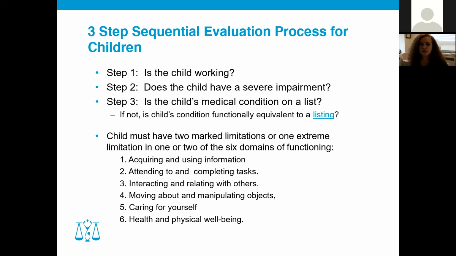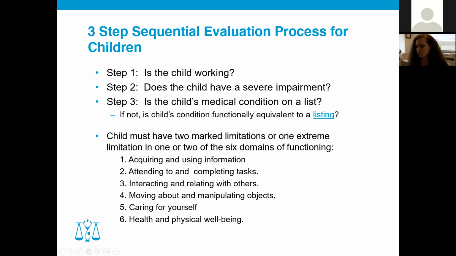And this is the 3-step sequential evaluation process for children. Is the child working? Because sometimes they could be, because they're considered children until they're 18, so they could be working. Does the child have a severe impairment? Is the child's medical condition on the list? And they must have 2 marked limitations or 1 extreme limitation in these specific domains of functioning. So that's really the way that it is being evaluated for kids.